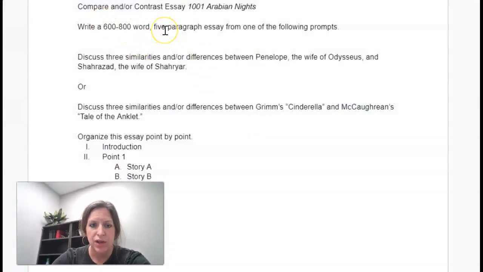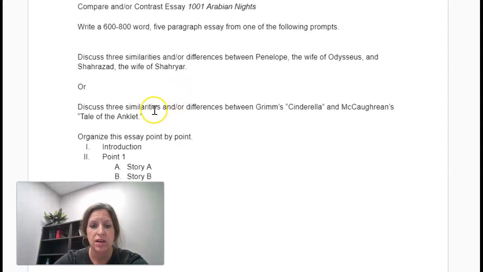In this prompt, you are going to write a 600 to 800 word, 5-paragraph essay, and you get to choose what your topic is. So you can either discuss three similarities and/or differences between Penelope, the wife of Odysseus, from our last story, and Sherazad, the wife of Shahryar, from our current story. So you could talk about three ways they're similar and/or different.